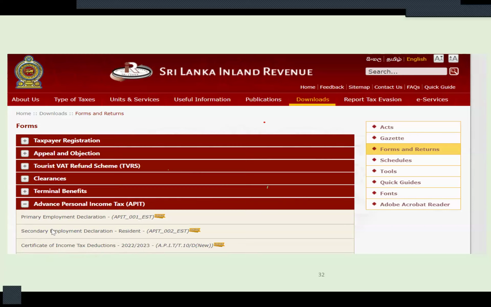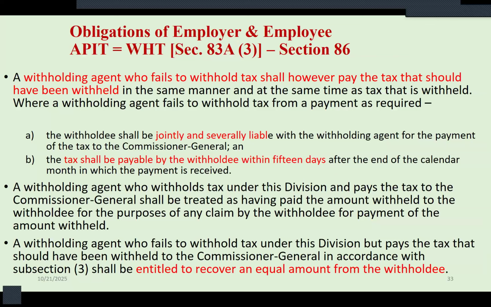So if you are an employee and you have a primary employment, you can download this document from here. If you have more than one employment, then you can download the secondary employment declaration from the website. In addition to that, the T10 form also can be downloaded by the employer from this website, and for each employee, that employer should give that document. Okay, I have explained these things.